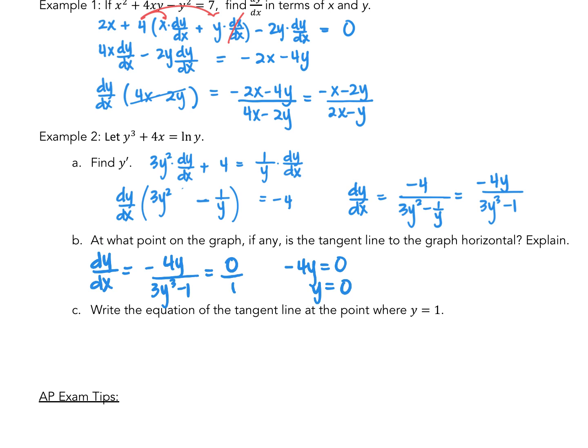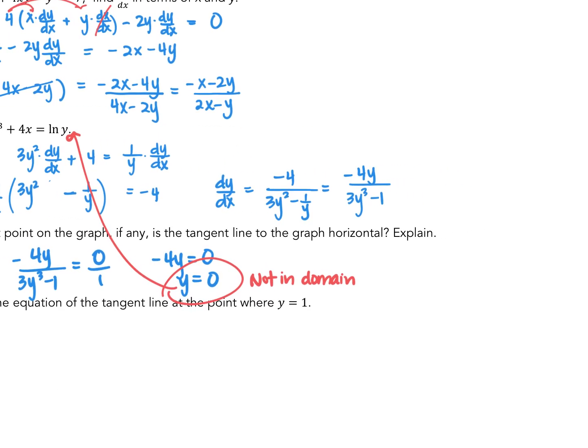Let's look back at the original equation. If I try to put 0 into a natural log, that's not part of the domain. This is not in the domain of our original question. So there is no point where the tangent line to the graph would be horizontal, and that would be your explanation. The only point that it might be falls outside of the domain. Therefore, there is no possible point where the tangent line to our curve would be horizontal.